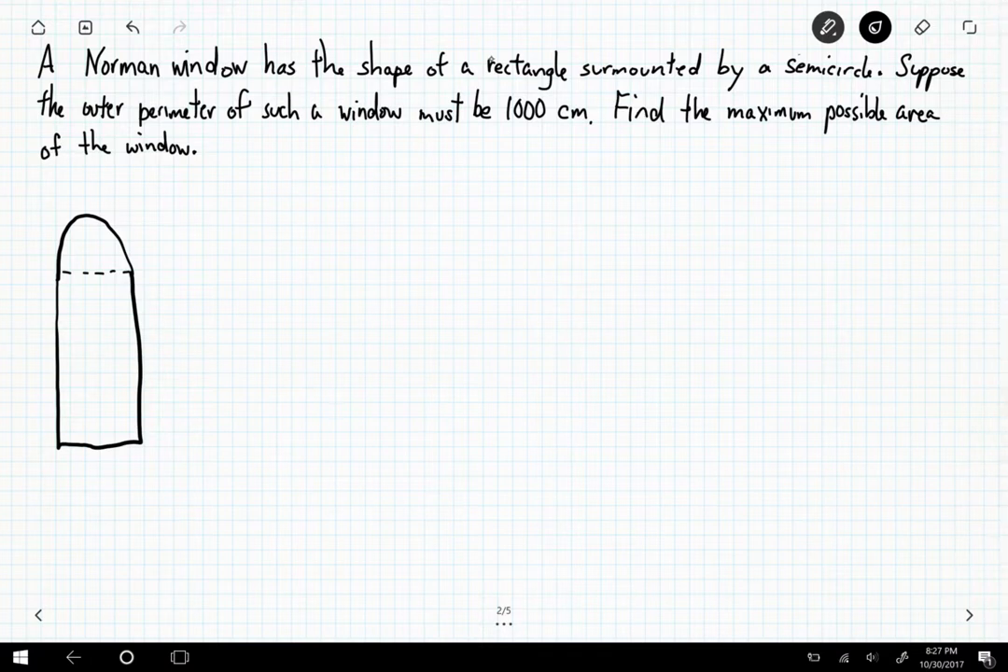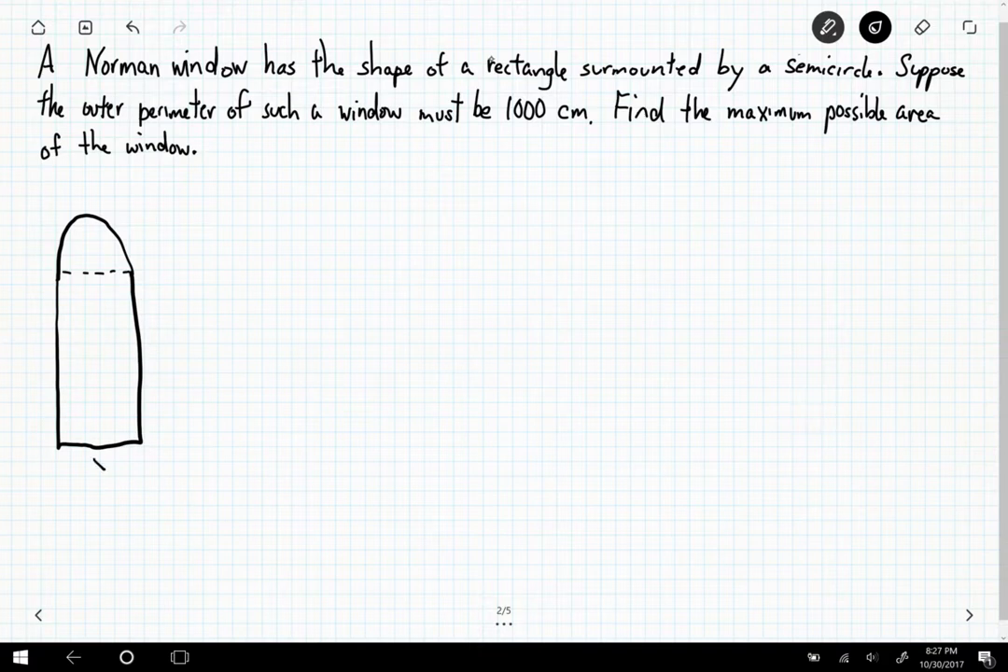Suppose the outer perimeter of such a window must be 1,000 centimeters. We want to find the maximum possible area of the window. Other ways you might hear this is what window would allow the most amount of light in and things like that. At the end of the day, there's a couple ways to approach this, and I'll show you, and we'll break this apart.